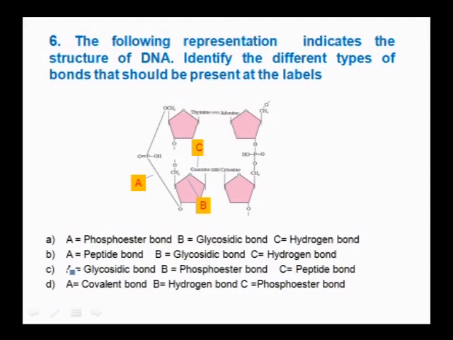Option B, the label B is indicating a bond between the pentose sugar and the nitrogenous base, that is extending from the first carbon. We call this as glycosidic bond. And the third label C is indicating the bonds between the two nitrogenous bases like guanine, cytosine. This is indicating the hydrogen bond. So A is phosphoester bond, B is glycosidic bond, C is hydrogen bond. The right answer for this question is option A.